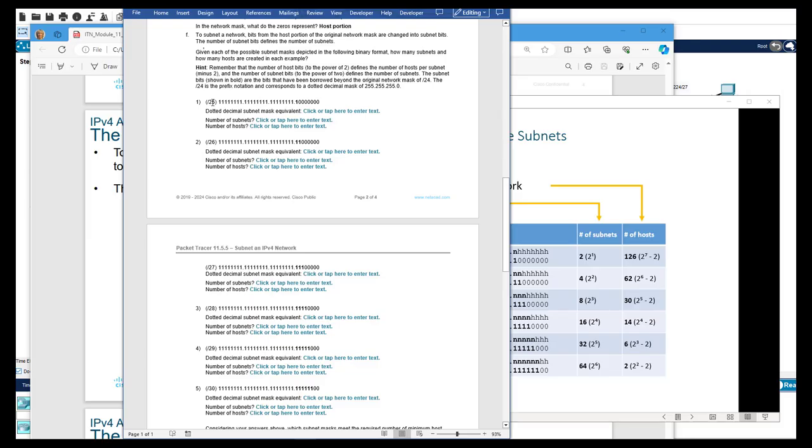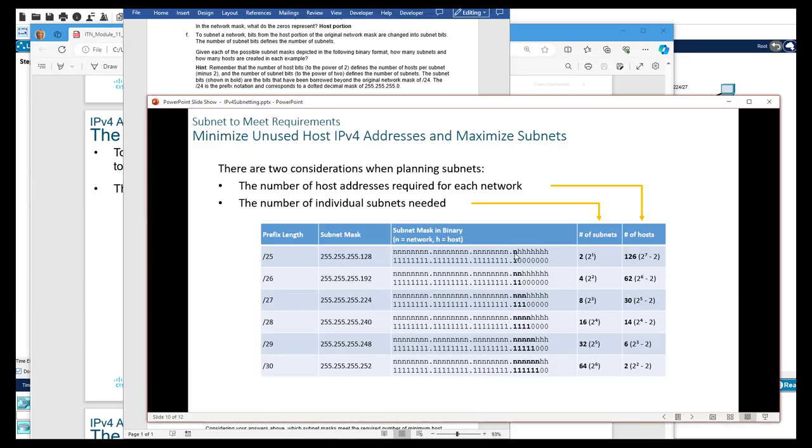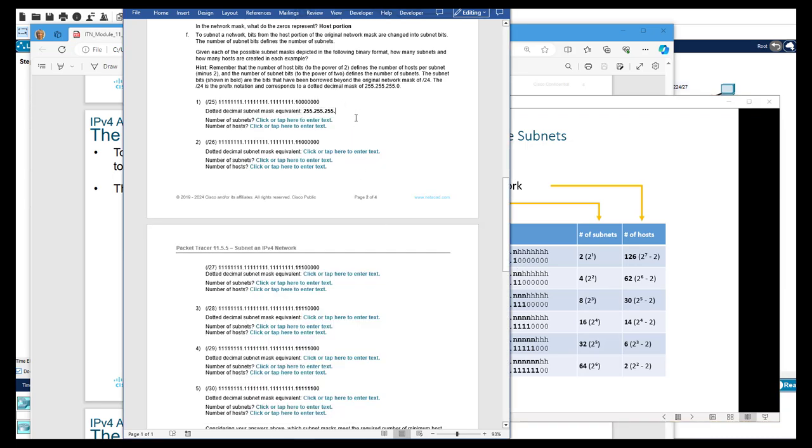Starting with the /25, where we borrow 1 bit, what would be the dotted decimal subnet mask equivalent? We would have a /24 plus, in that last octet, the very first bit, which is the most significant bit. This position is the 128 position. So that's going to be a 128 in the 4th octet.